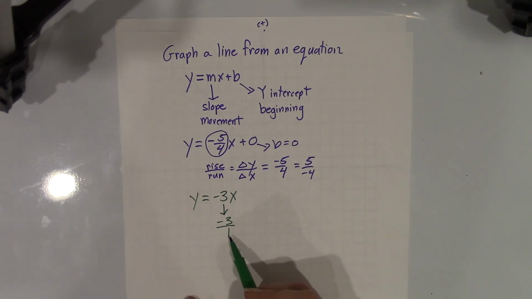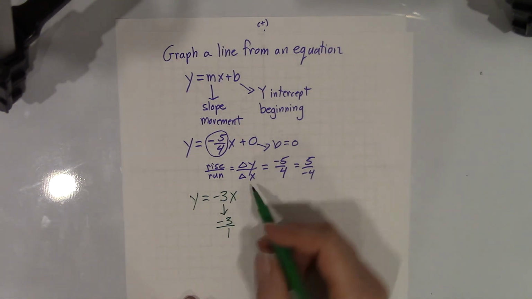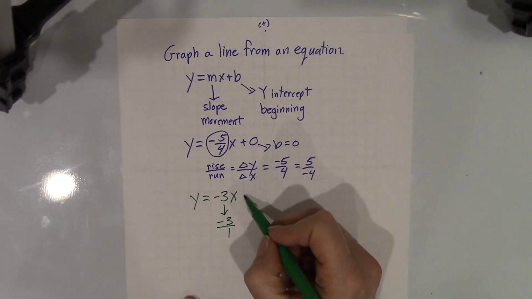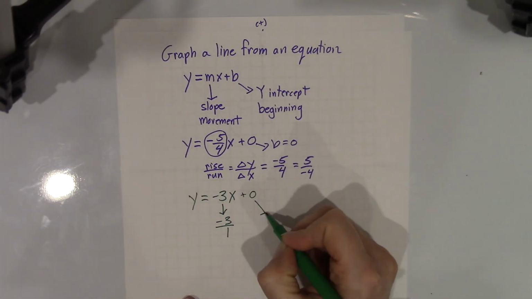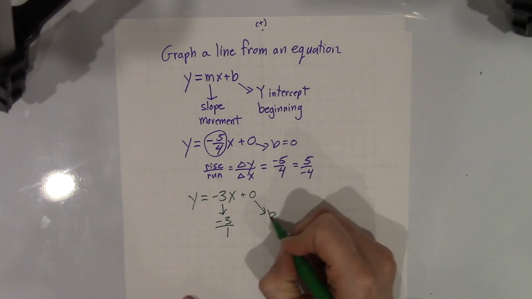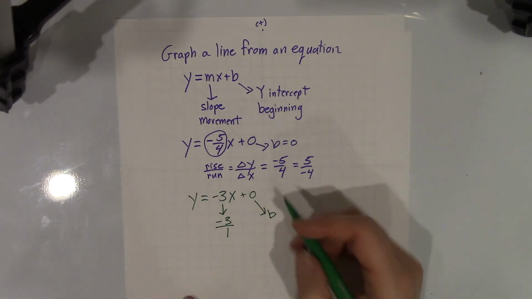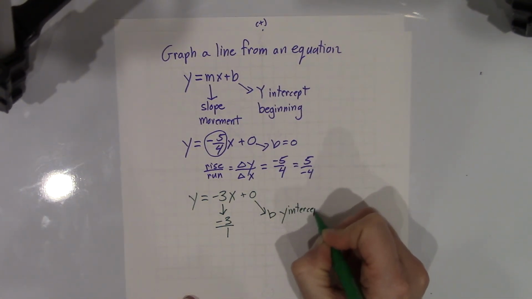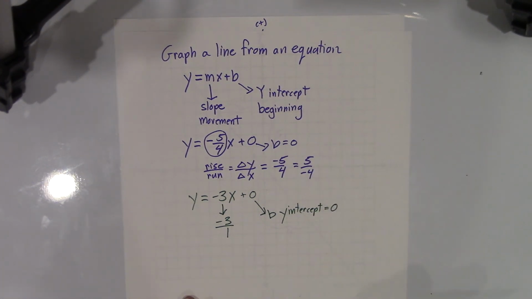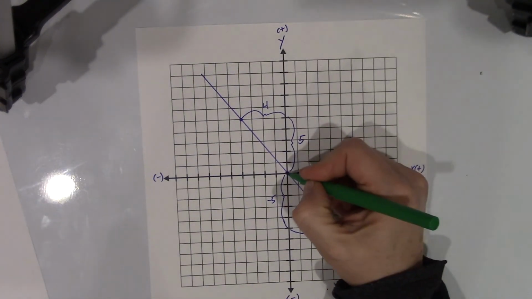So that's going to be our slope. And then our intercept, we don't have another number there again, so it's just like I'm adding 0. So our slope, or y-intercept, equals 0.